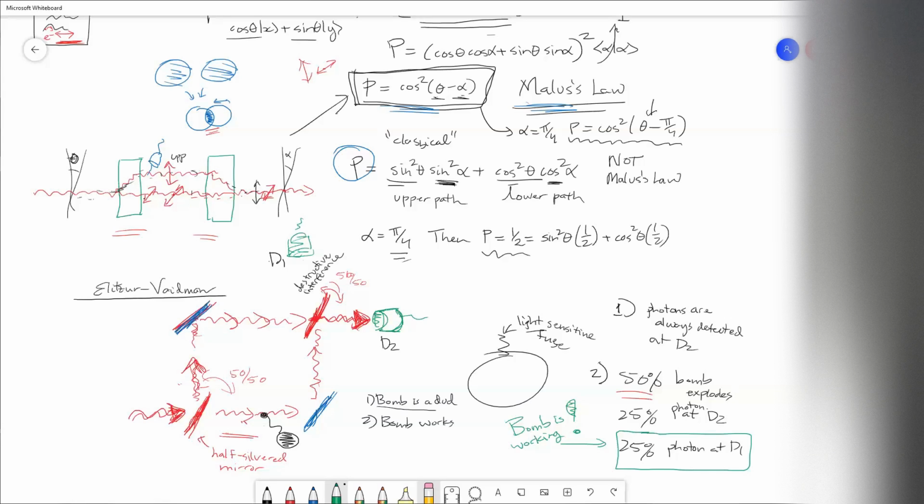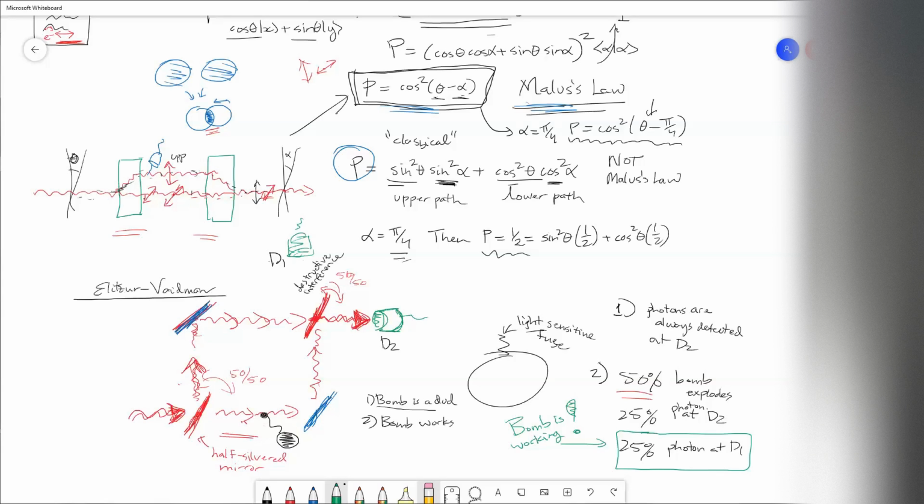So if it's a dud, you get destructive interference, right? And you detect it only at D2. Yes. But that's saying that when you shine the light in the first half-silvered mirror, you have a part of the light going up and a part of the light going sideways, perpendicular. Is that what that means? How would you get destructive interference otherwise?